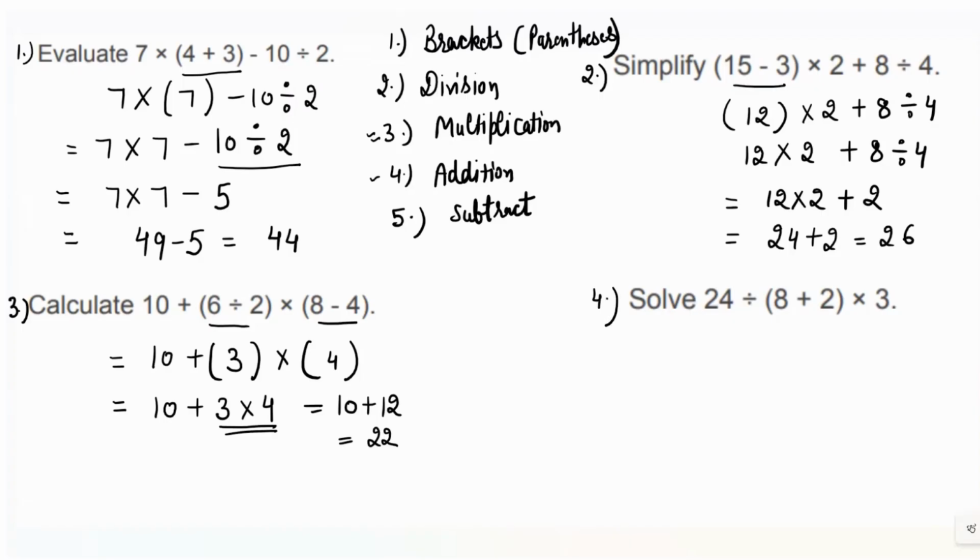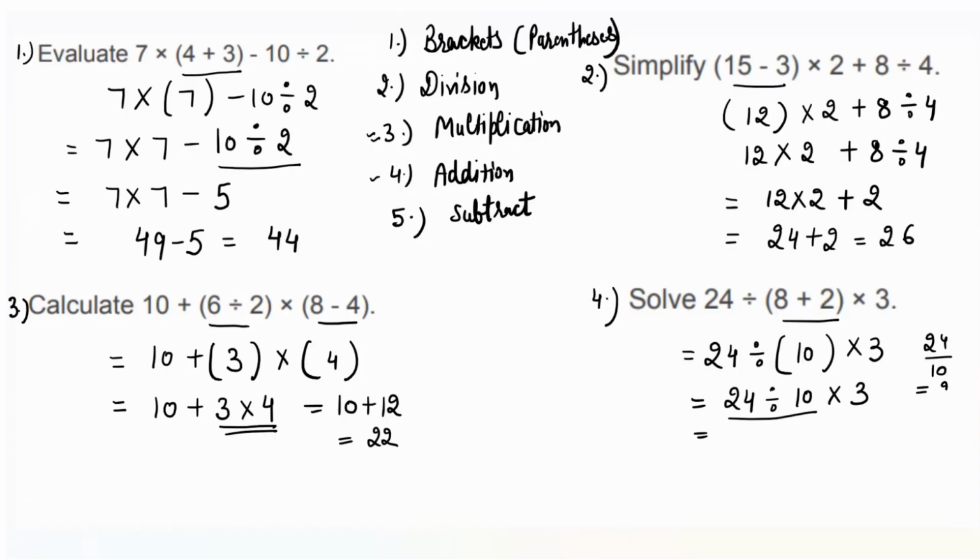Similarly, for question 4, we have a bracket. First, we will solve the bracket here. We'll write down here 24 divided by, within the bracket, we'll write down the answer. So 8 plus 2 is 10 into 3. Now we'll open the brackets. It would be 24 divided by 10 into 3. Now, if I have to solve the divided by part, it is 24 divided by 10, which can be written as 2.4. We'll write here 2.4 into 3. We will multiply it, and the answer is 7.2.